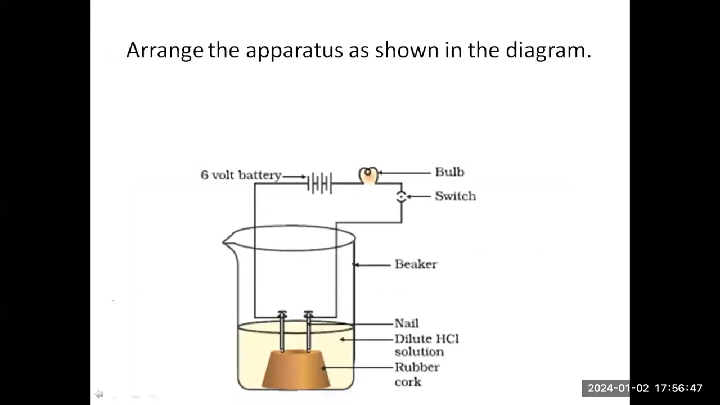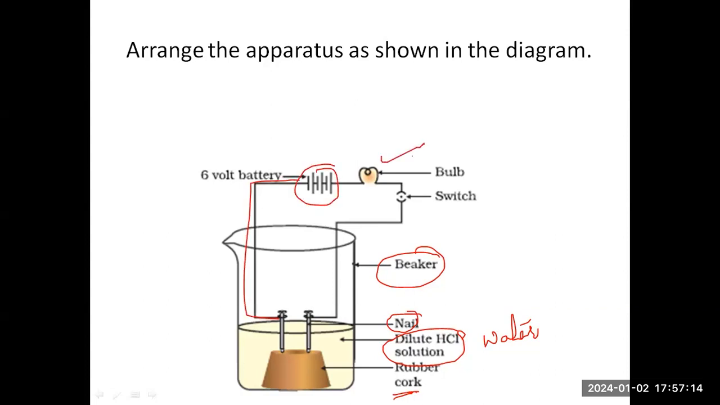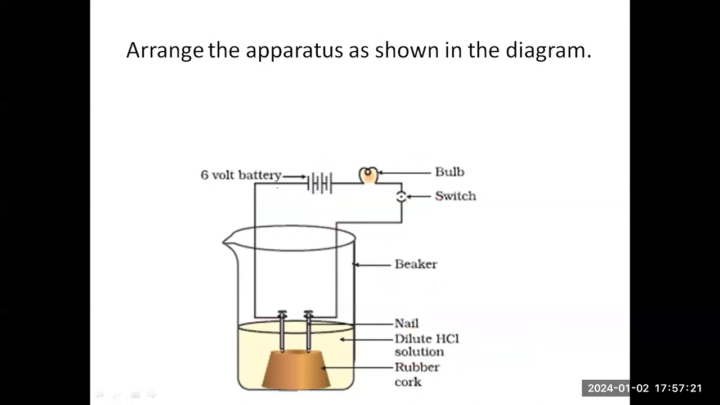This is the setup of the experiment. Here you can see the beaker. It contains dilute hydrochloric acid solution, which means the presence of water is there. There are two iron nails having the support of a rubber cork here. Then we have the wire connected with the battery. There is a bulb over here, the switch, and it is connected with the other iron nail. So basically, this is the circuit here.